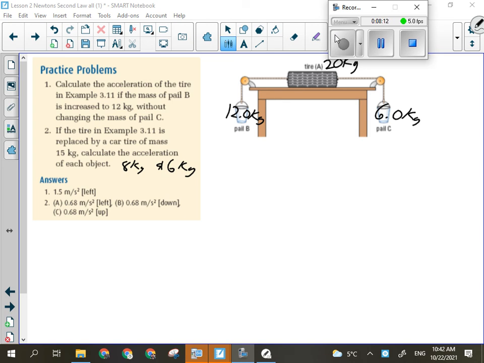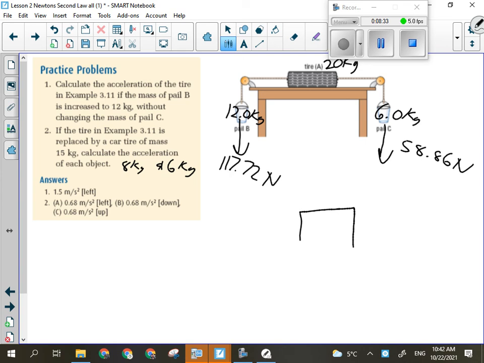Okay, so it's still going to be same idea here. This is going to be 117.72. Yeah, newtons. Okay, this is still going to be 58.86 newtons, right? As our two driving forces, there's no friction here, right? So we go back to simplifying the system. Right now it's not going to be 34 kilograms, now it's going to be 38 kilograms worth of mass. 58.86 going that way, 117.72 going this way, right?